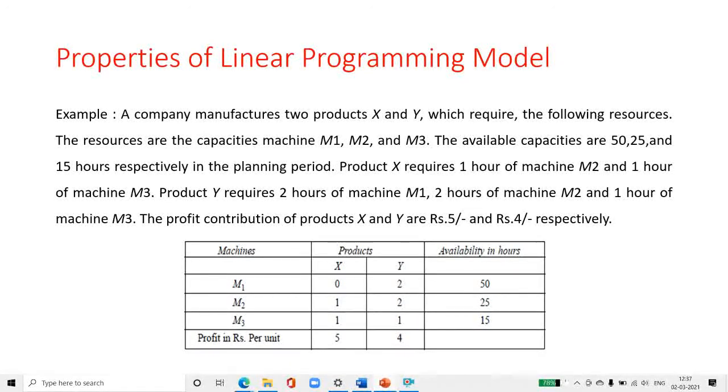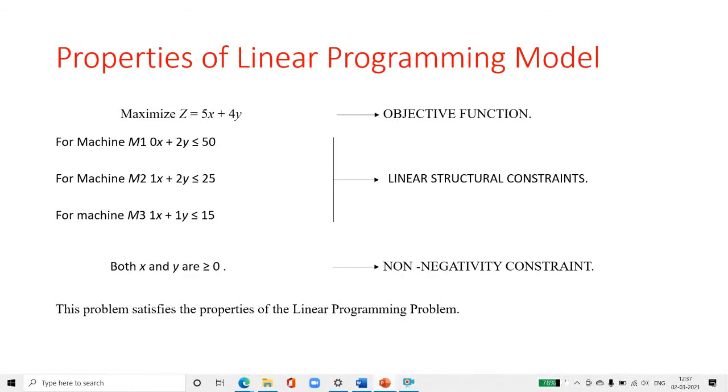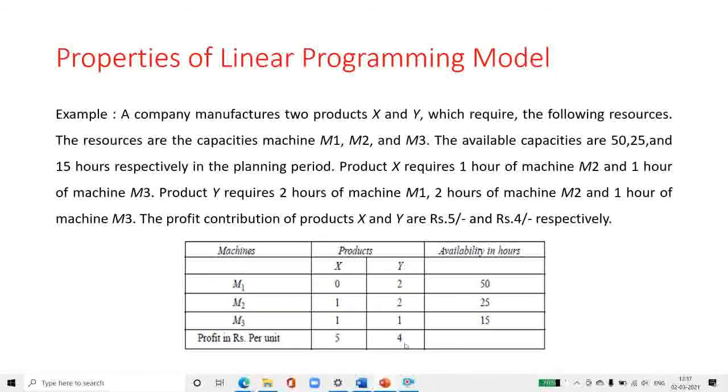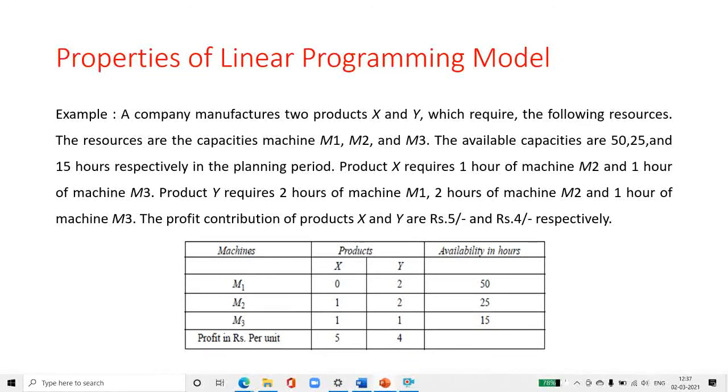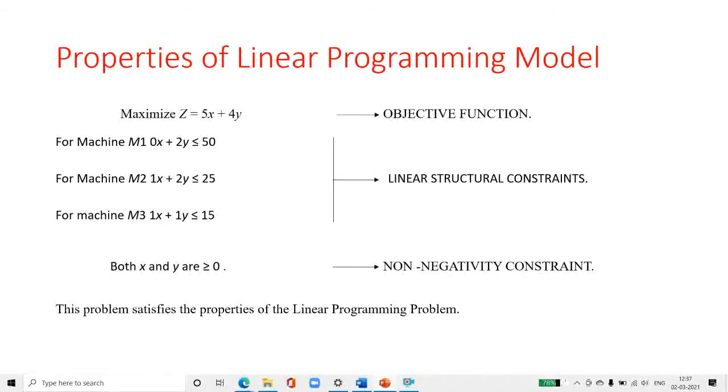So our objective is the profit contribution: how much profit the company makes. Here the objective is to maximize profit, Z equals 5x plus 4y, for products X and Y. We have three resources, M1, M2, M3. For machine M1, 0x plus 2y is less than or equal to 50. For machine M2, 1x plus 2y is less than or equal to 25, and for machine M3, 1x plus 1y is less than or equal to 15.